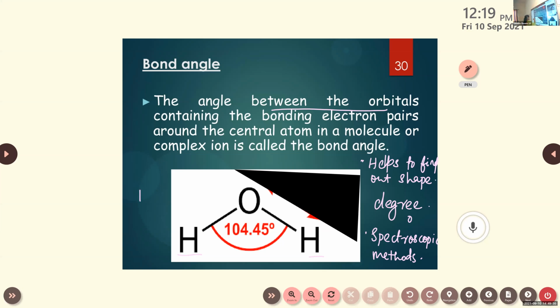This is the bond angle of H2O molecule, H2O, 104.45 degree.